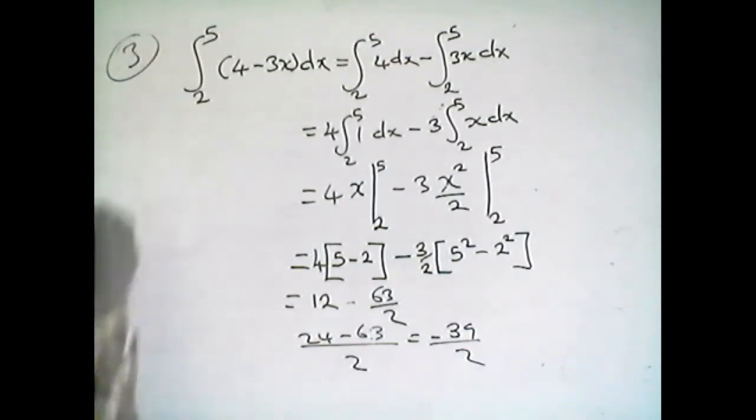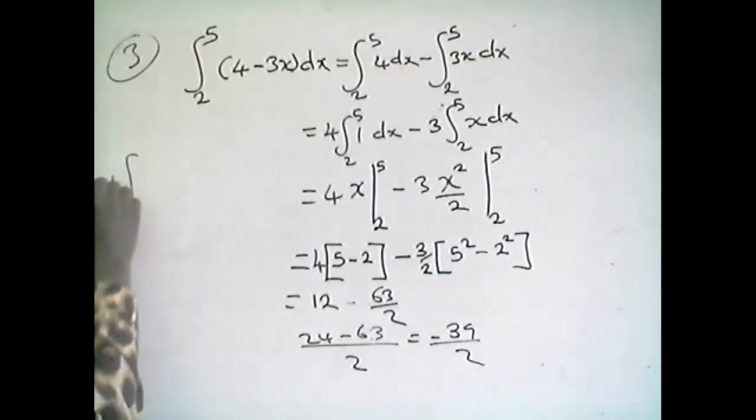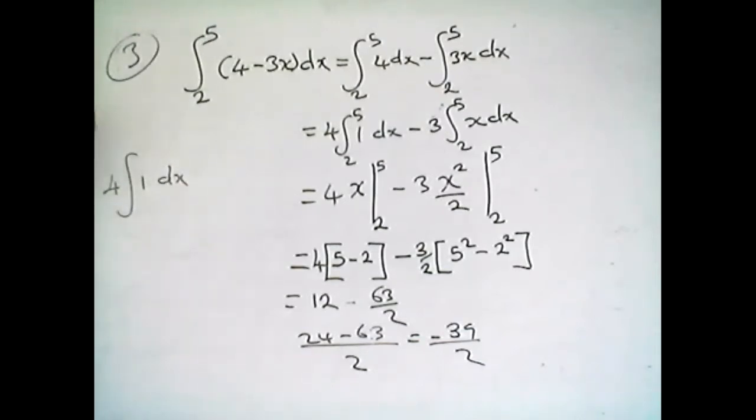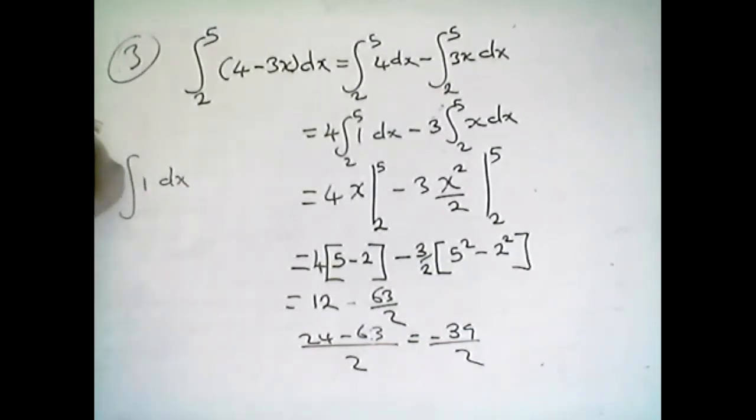Okay, guys, it's like this. You have a 4 here, you have a 1, and then the X. So now, let me just ignore this 4 which is here. I leave the integral of 1. What is the integral of 1? Give me the answer for the integral of 1. X. The integral of 1 is X.